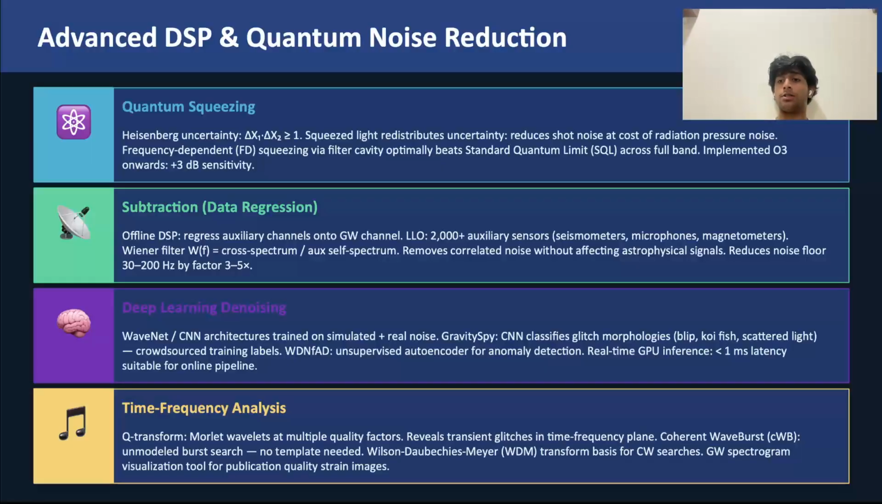Next is the deep learning aspect. Gravity Spy is a CNN trained with citizen scientists, which classifies glitch morphology in real time. Next is the Q transform, which uses wavelets at multiple resolutions, which gives the time frequency picture. Now, the GW150914 chirp sweeping upward on a Q transform is one of the most iconic images in modern physics.